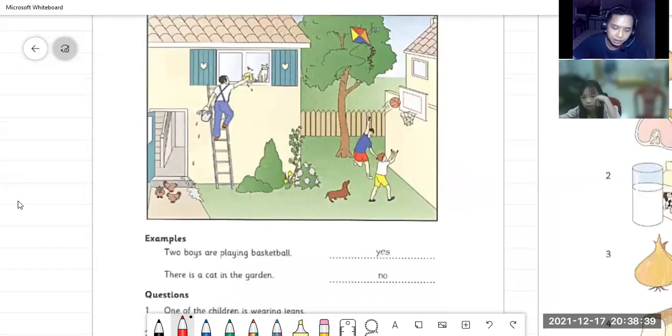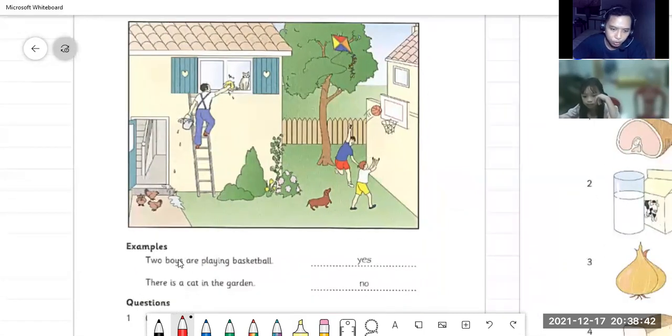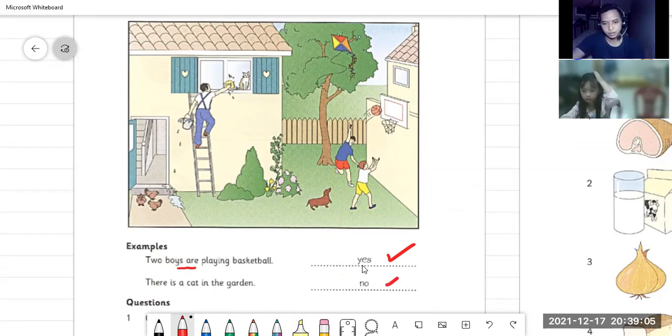Okay, let's read the examples. Two boys are playing basketball. Yes or no? Two boys are playing basketball. Yes. Next, there is a cat in the garden. Yes or no? No. Okay, can you read this again? Can you read? Yes. The boys.